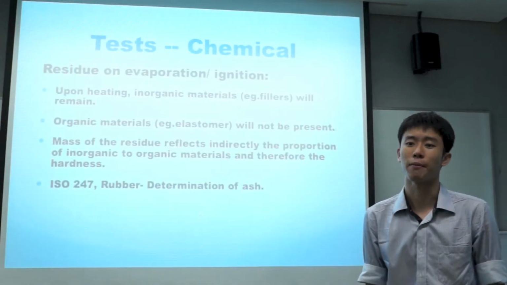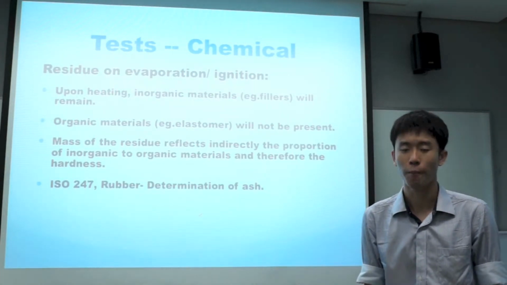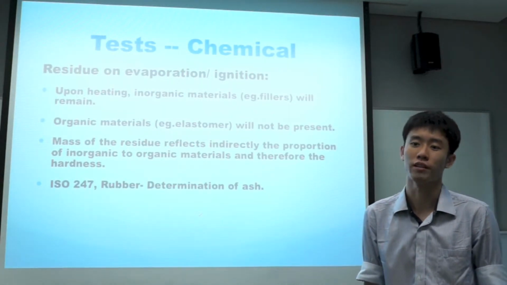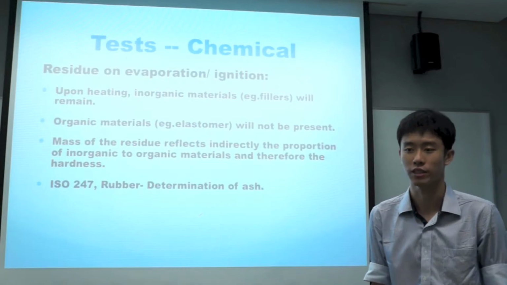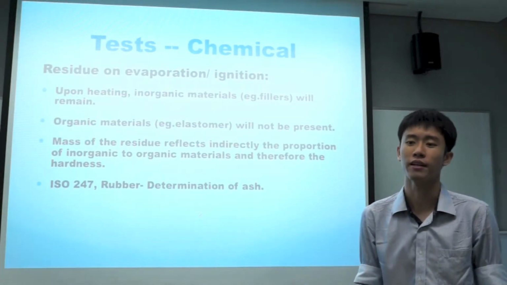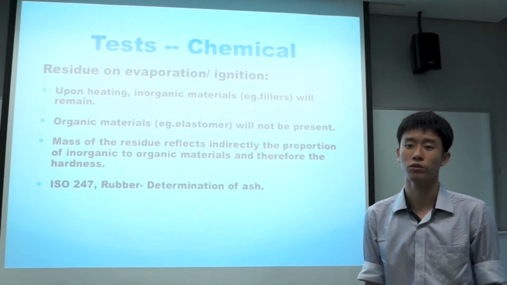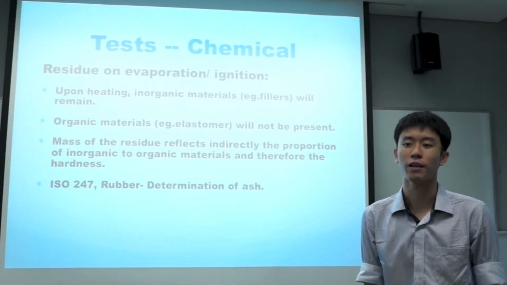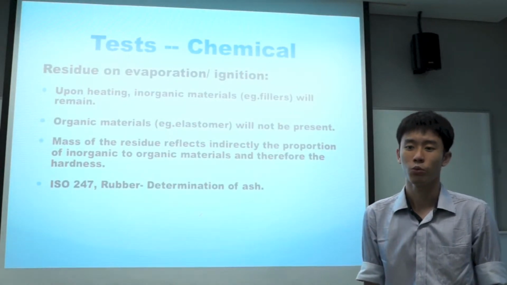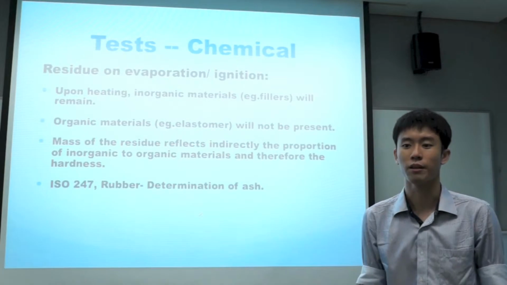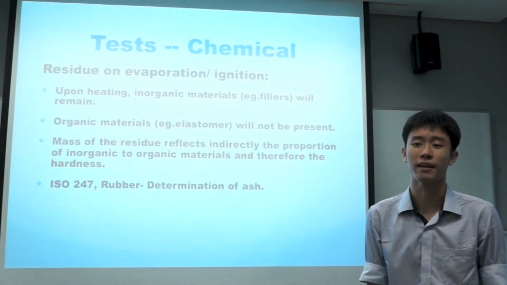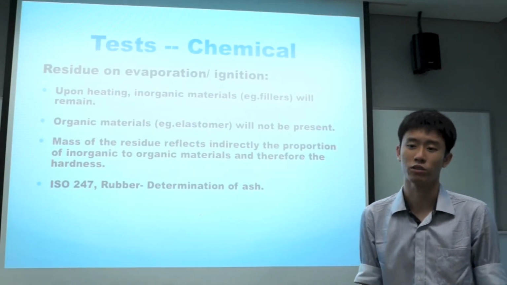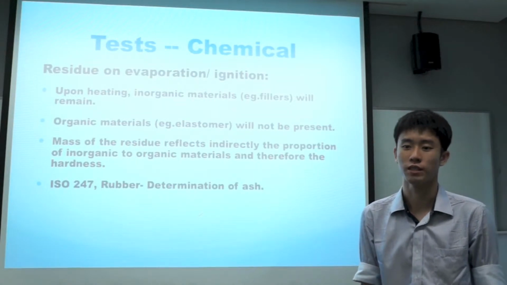The hardness of the rubber can be determined by chemical tests. One popular method is the residue on ignition or evaporation. Upon heating, inorganic materials like the filler will remain. Organic materials such as the elastomer will be absent. Therefore, the mass of the residue can indirectly indicate the proportion of the fillers to the elastomer, the ratio of which determines hardness.